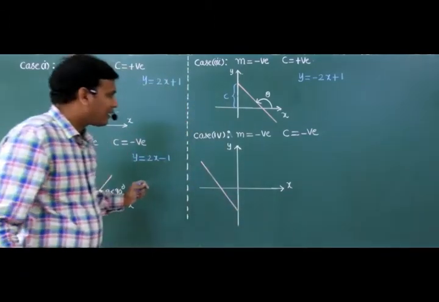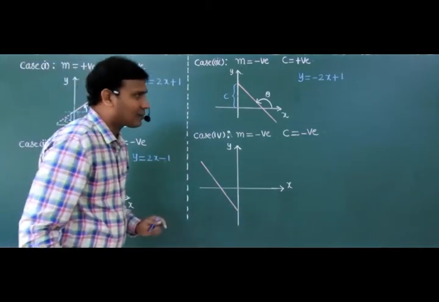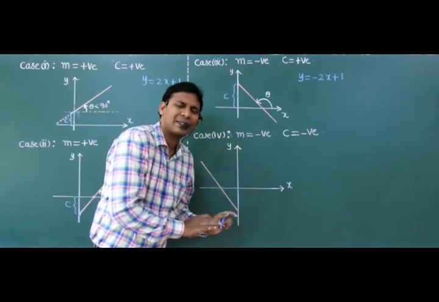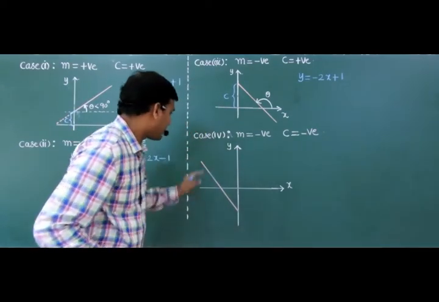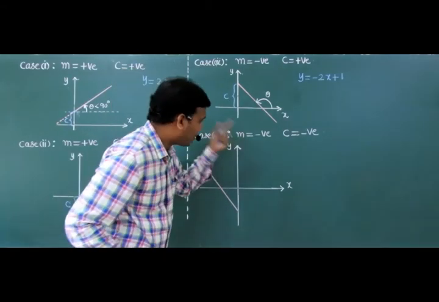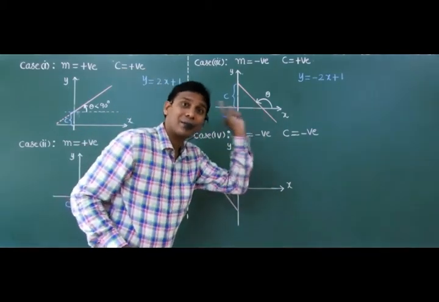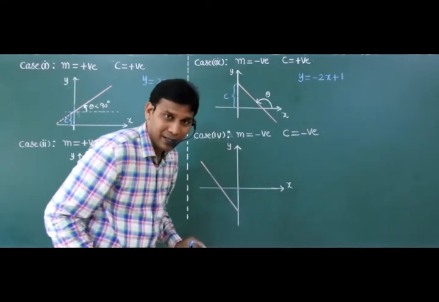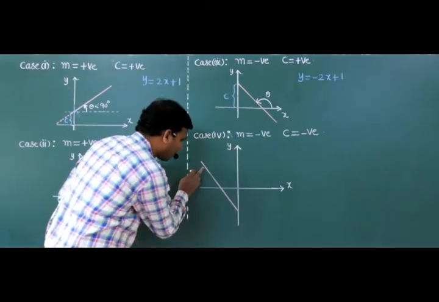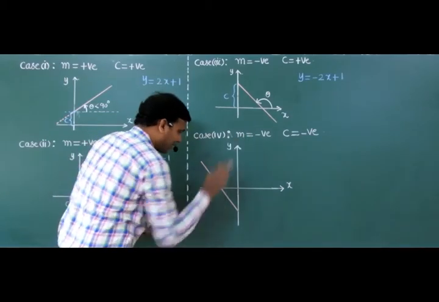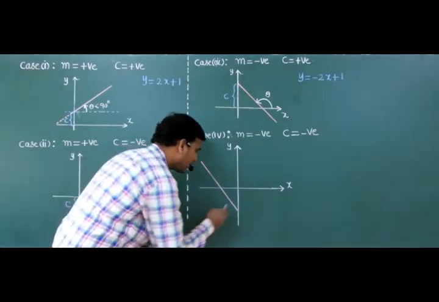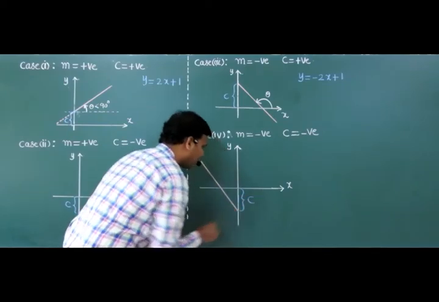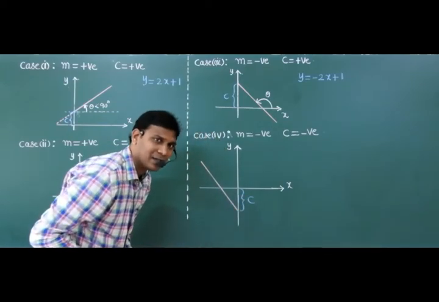Yes. The next one, fourth case. I hope you understand. Clear? I think you already studied all these graphs in 10th standard. Next one, case 4. Slope is negative. Intercept is also negative. Then what is the graph for this condition? See, here this becomes a negative intercept. Clear? I hope you understand.